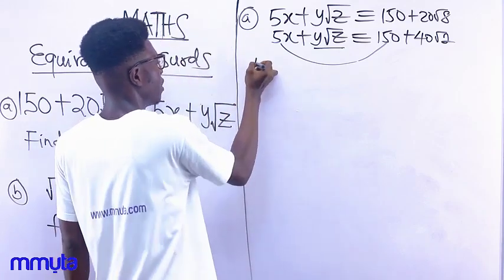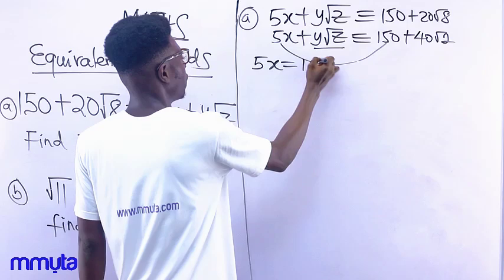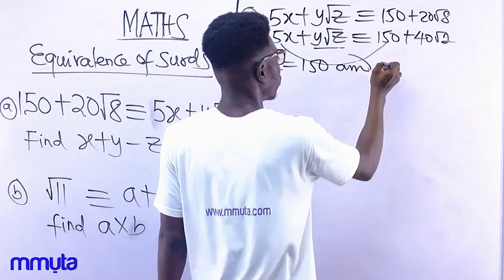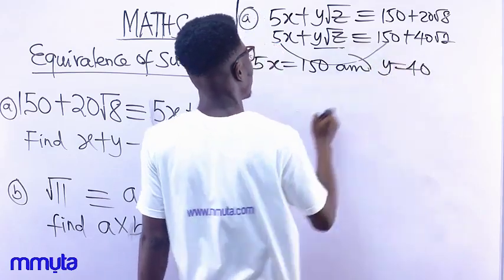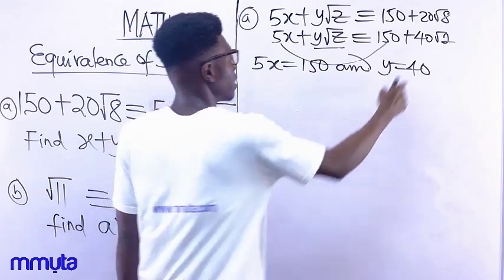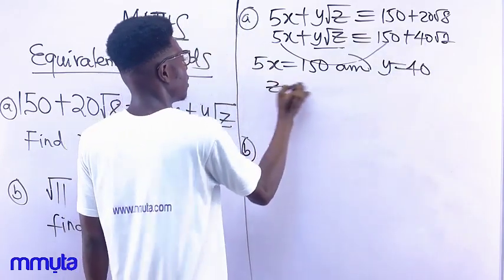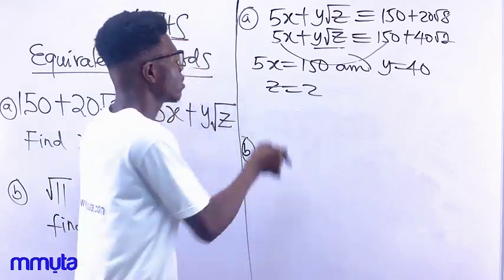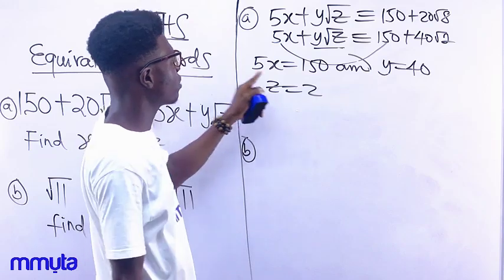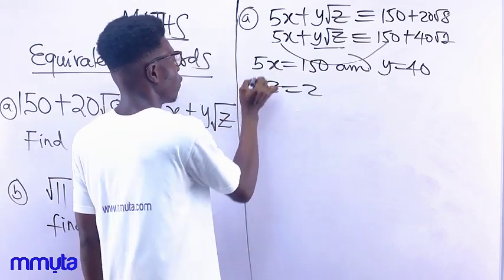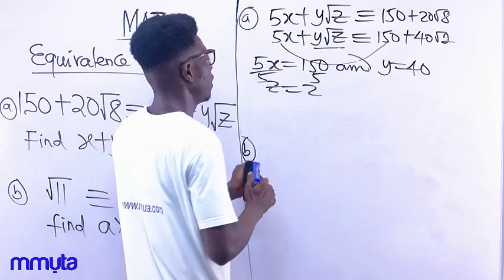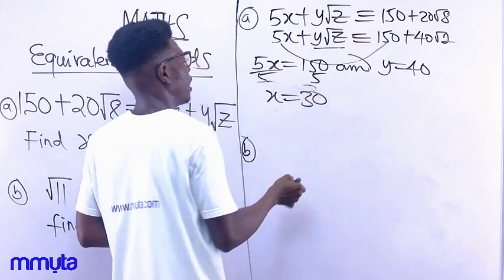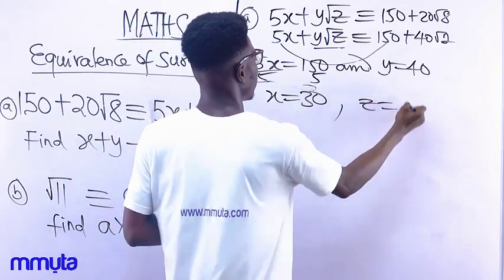So what does that tell us? It is telling us that 5x is equal to 150, and because y is in front of root and 40 is in front of root, that means y is equal to 40. And then because z is under square root and 2 is under square root, that means z is equal to 2. So from this point now, by what we did in linear equations, if you divide both sides by 5, we are going to get that x is equal to 30. Therefore, 5 over 5 is going to give us that x is equal to 30. And of course, our z is equal to 2.